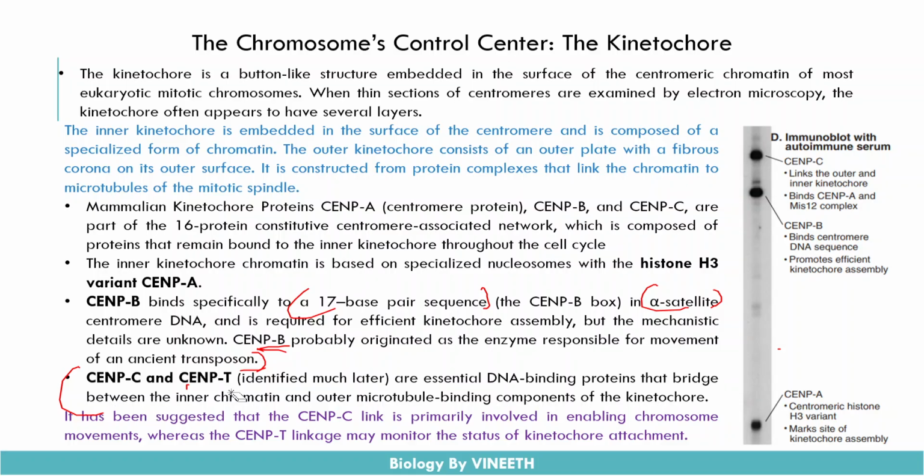One more point: it has been suggested that CENP-C linkages are primarily involved in enabling chromosome movements, whereas CENP-T linkages may monitor the status of kinetochore attachment. So CENP-C is involved in the movement of chromosomes, whenever the dynein proteins or the microtubules get attached. The separation is regulated by the CENP-C proteins, while CENP-T facilitates the kinetochore attachment with the microtubules.